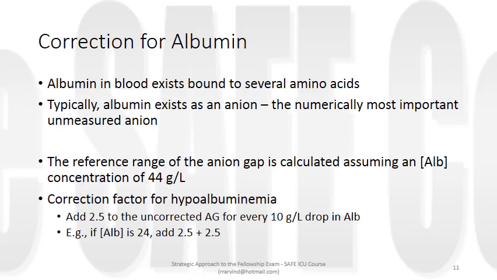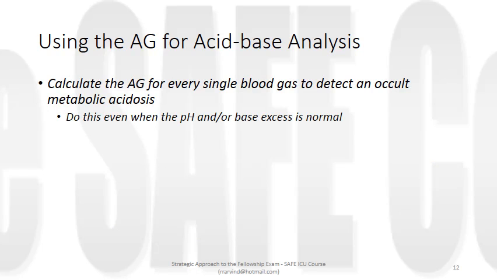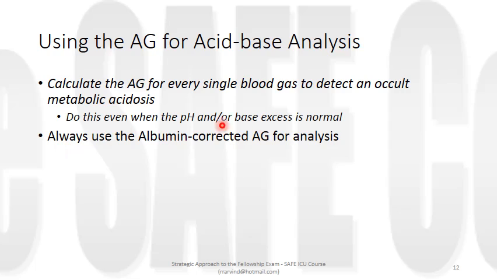Okay. Now, how do you use the anion gap for acid-base analysis? First of all, it is vital that you calculate the anion gap for every single blood gas. Every single blood gas. Do this even when the pH is normal or the base excess is normal. It does not matter. Every single blood gas you have to calculate the anion gap, the corrected anion gap, okay, corrected for albumin. And it's the albumin corrected anion gap that you have to use for subsequent analysis.